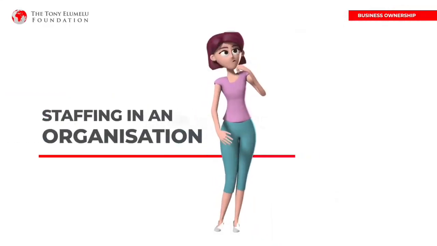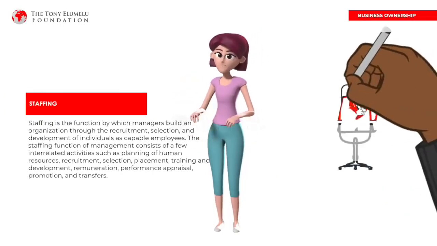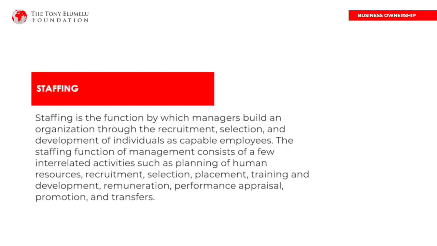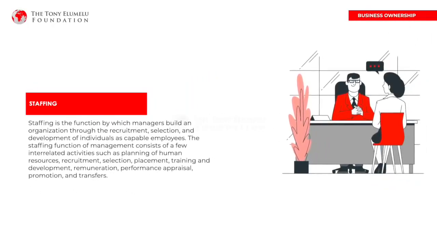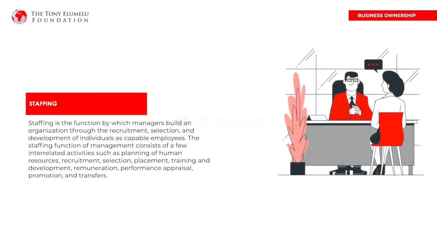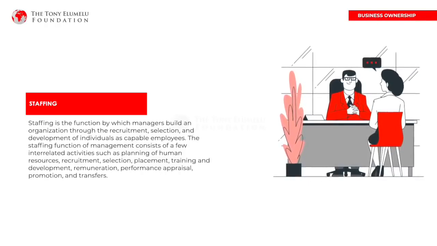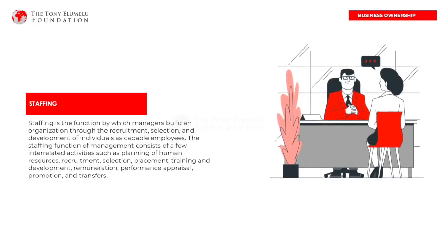Staffing in an organization. Staffing is the function by which managers build an organization through the recruitment, selection, and development of individuals as capable employees. The staffing function of management consists of a few interrelated activities such as planning of human resources, recruitment, selection, placement, training and development, remuneration, performance appraisal, promotion, and transfers.